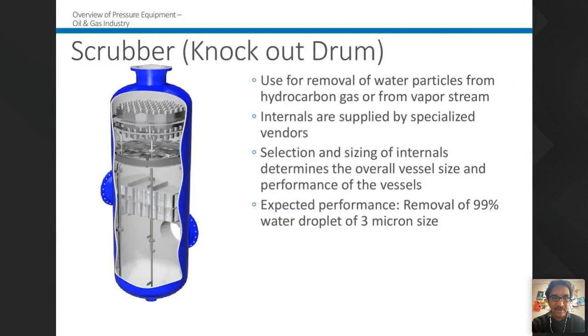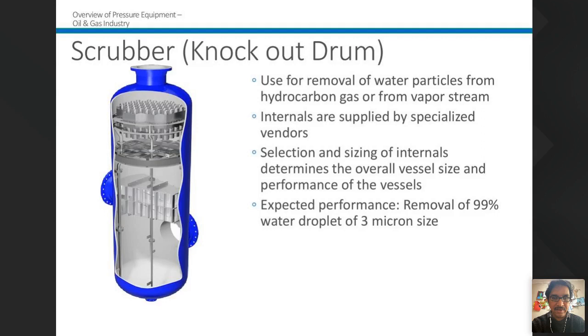The next equipment is the scrubber. It's a knockout drum. We just had a short line of that. The purpose of a knockout drum is to take out water droplets from the gas before it goes into the compressor. The compressor compresses the gas, and you can't expect to have water droplets in the compressor, as they will corrode the metal, like the compressor internals. So we make sure the gas is 99.9% free of water droplets.